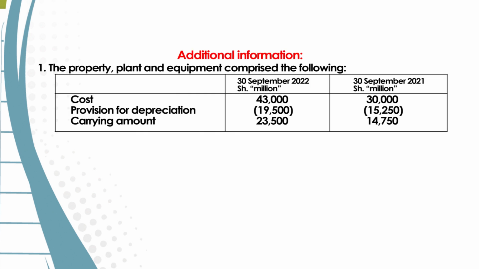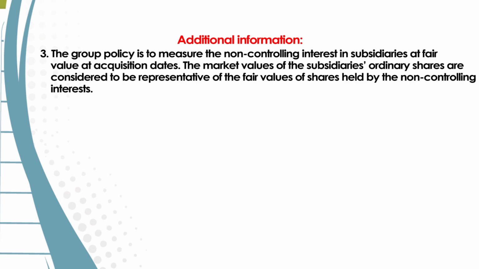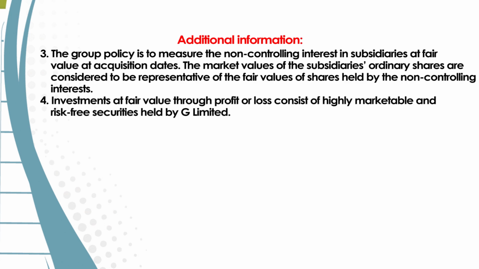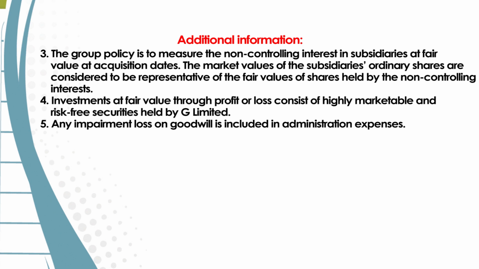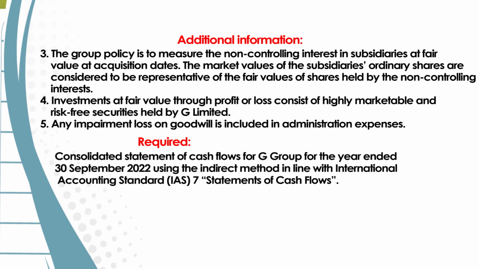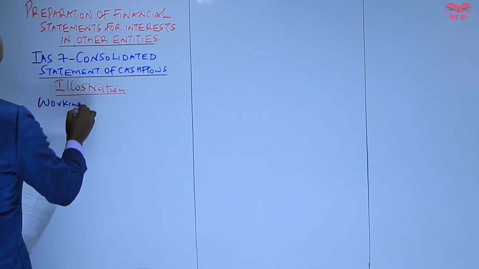Then from there we have some additional information, note number 1 up to note number 5. We are going to go through the additional information as we do some workings, and then what we are required to do here is to prepare a consolidated statement of cash flows for G Group for the year which ended 30th of September 2022 using the indirect method in line with International Accounting Standard number 7. So what we need to do here, let's go through the additional information and we do some workings based on that additional information.